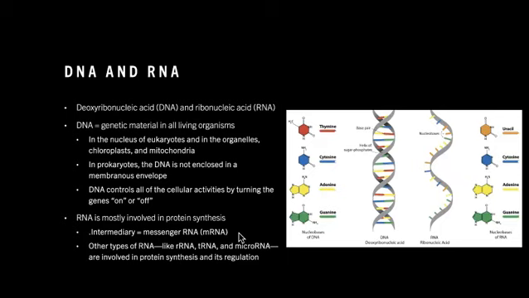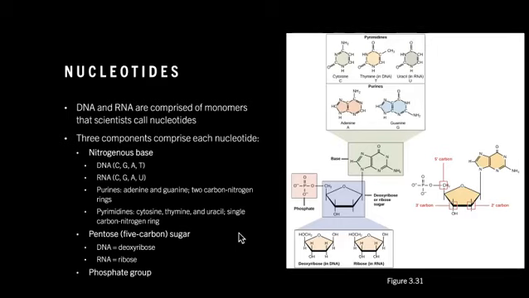And other types of RNA, which you may have heard of, are rRNA, tRNA, and microRNA, and they're all also involved in the protein synthesis and regulation process. We'll touch on those more as we continue our discussion here. So both DNA and RNA are comprised of our monomers known as nucleotides. You could see them pictured over here, and we refer to them as our nitrogenous bases.